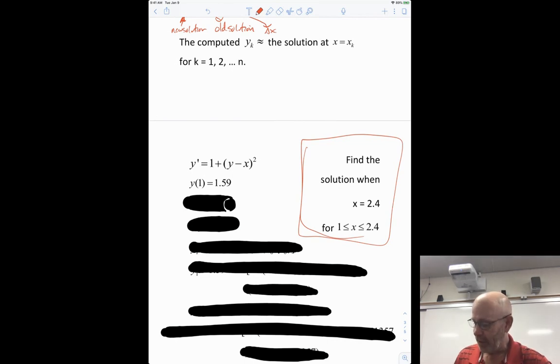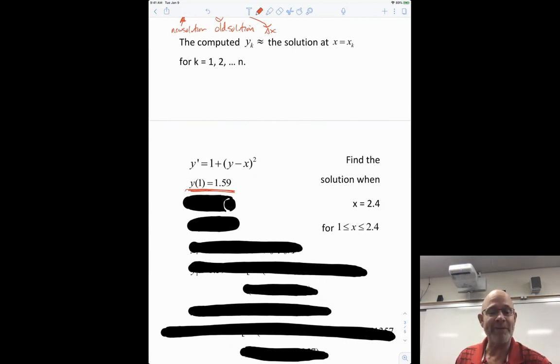Okay, this would normally not be there. They just say find the solution at x equals 2.4, and then they would tell you how many steps to take. All right. So we're starting at 1. That's why I put that there, just so you can see that. How do I know we're starting at 1? Because that's what's given to us in the problem, we have to have an initial solution in the first place. And we're going from 1 to 2.4.